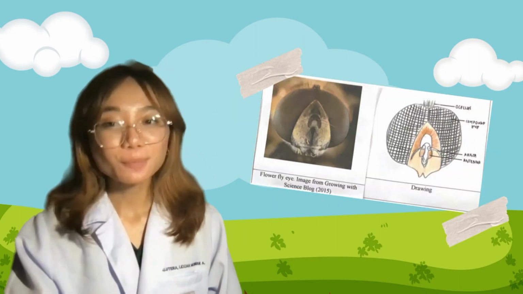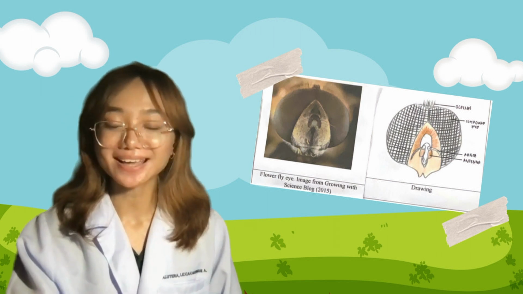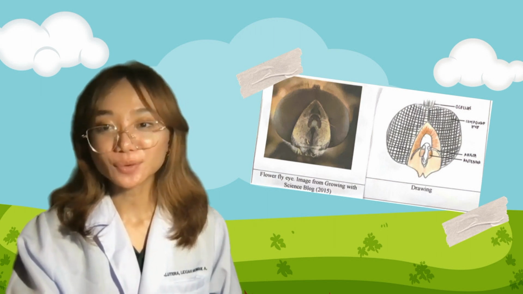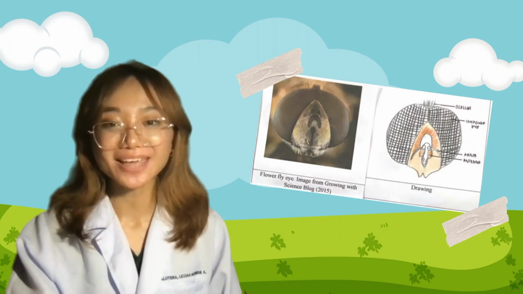Finally, the eyes. Most insects have compound eyes composed of numerous tiny lenses called ommatidia. These provide a wide field of view and are highly sensitive to movement, enabling insects to detect predators and prey efficiently. And the next one are the legs.